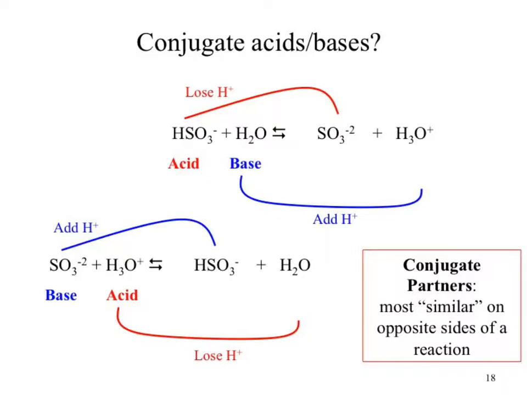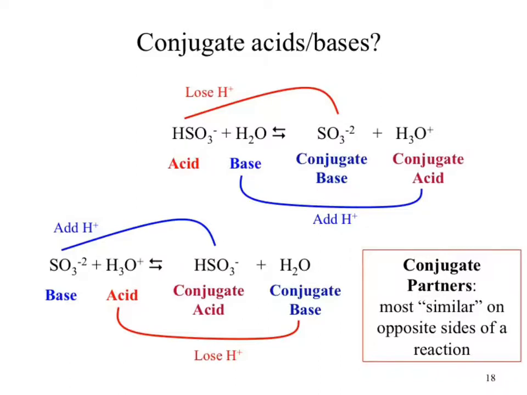The next part of this is this phrase known as conjugate partners. Okay? What we are linking is the most similar species across the reaction. Across the reaction, what is most similar to SO3 2-? Is it HSO3- or H2O? HSO3-. What does that mean? SO3 2- and HSO3- are conjugate partners. That's all we're referencing. You'll notice that it's not just saying it's a conjugate partner. I'm saying it's a conjugate acid. Why is it labeled as a conjugate acid?